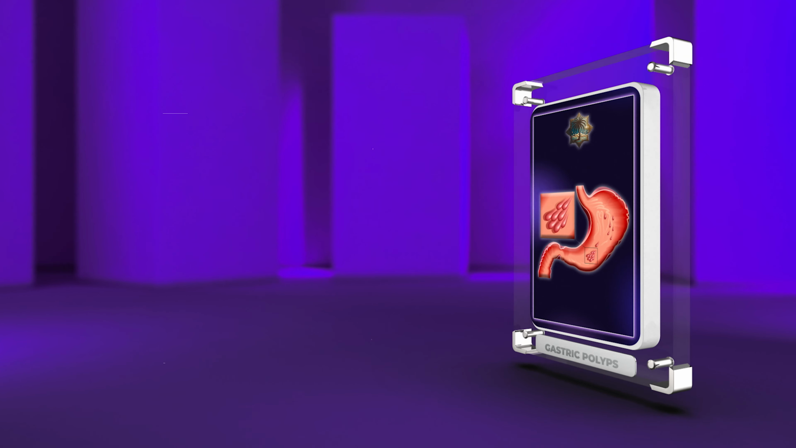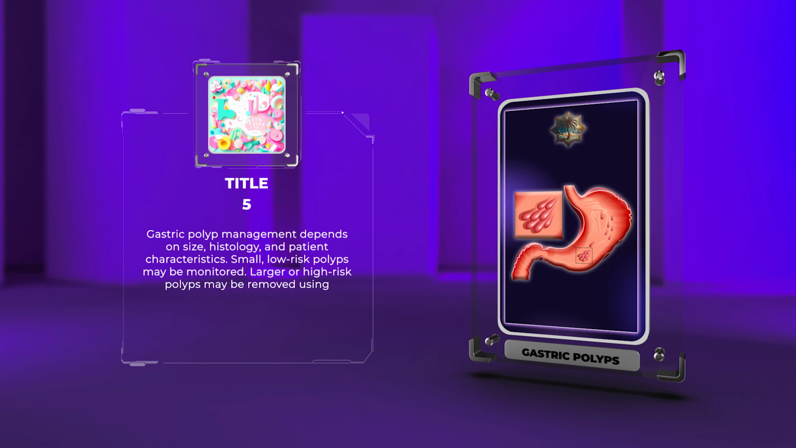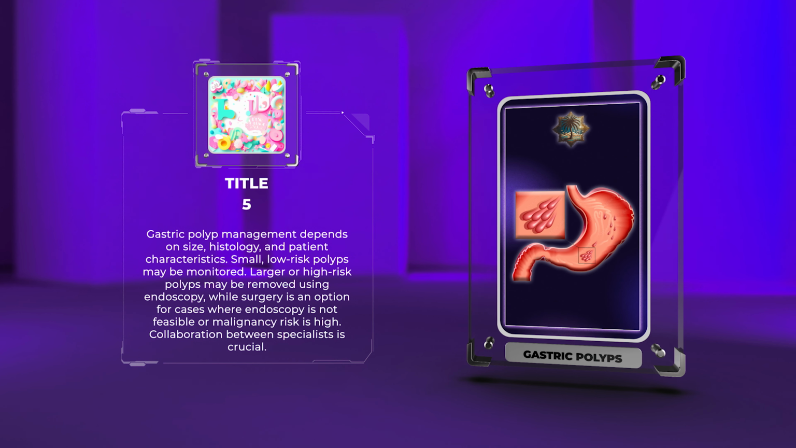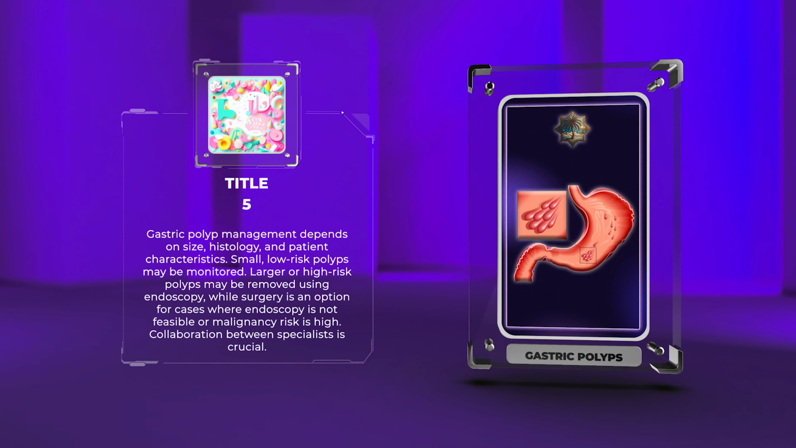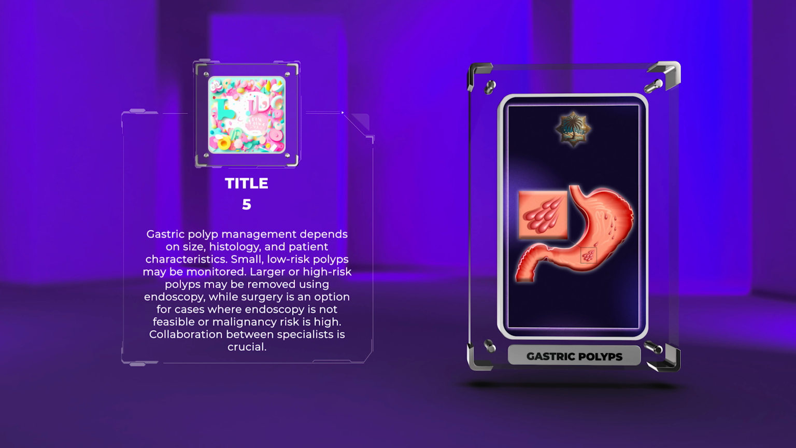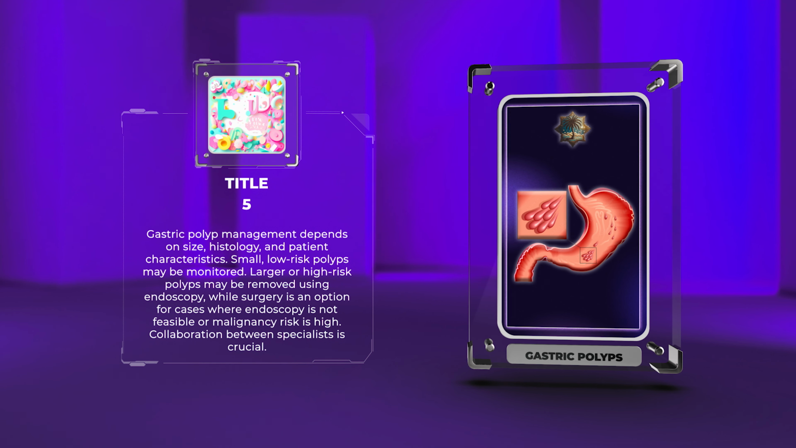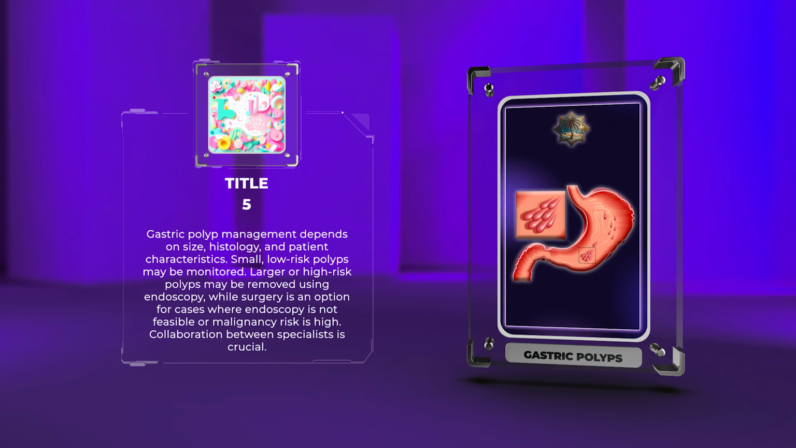Gastric polyp management depends on size, histology, and patient characteristics. Small, low-risk polyps may be monitored. Larger or high-risk polyps may be removed using endoscopy, while surgery is an option for cases where endoscopy is not feasible or malignancy risk is high. Collaboration between specialists is crucial.